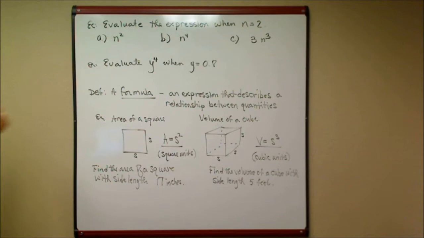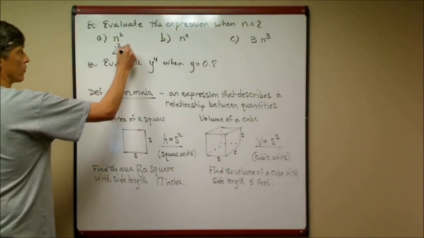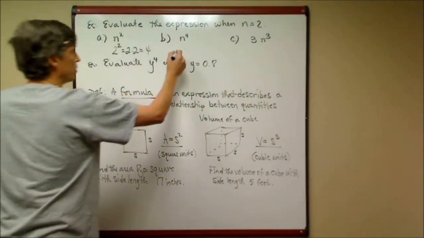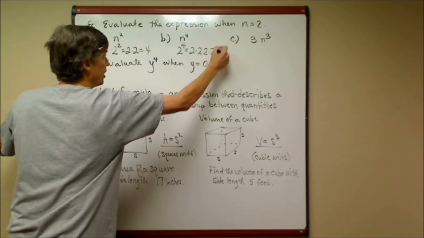So I'll substitute the 2 in for the n, and that's 2 raised to the 2nd power, or 2 squared, which of course is 2 times 2, or 4. Here I'll substitute the 2 in. This is 2 to the 4th power, which is 2 times 2 times 2 times 2, which we did already, is 16.